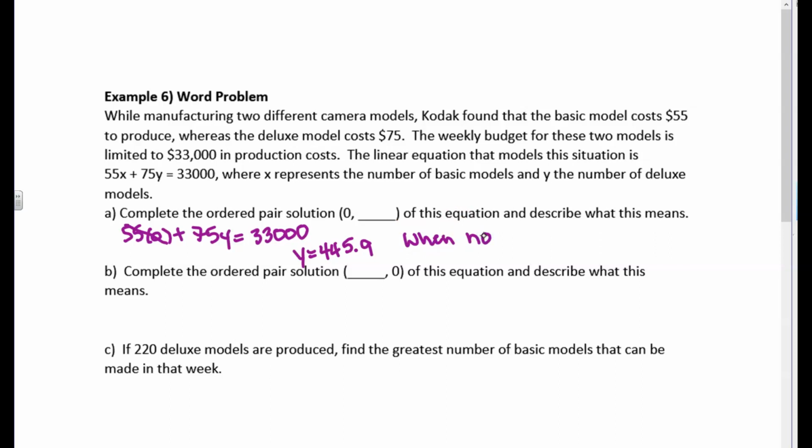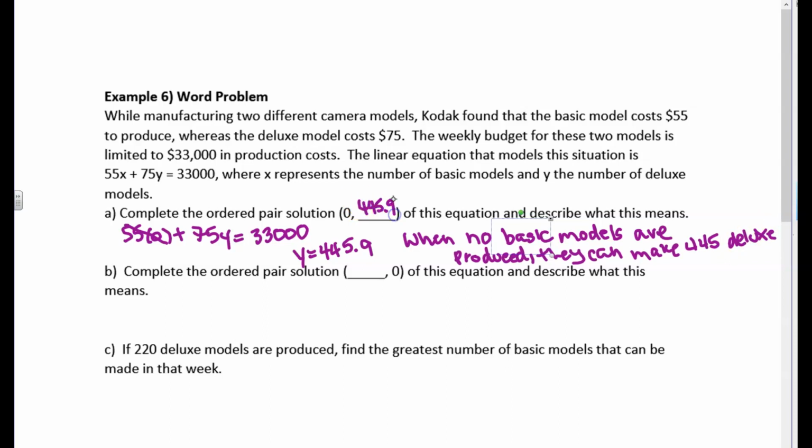This means that when we put x as 0, where x is my basic models, when no basic models are produced, they can make 445 deluxe. So it'd be 445.9 here. We're saying 445 though, because if I make 446 models, we're going to go over budget. So I'm being careful there. It's not correctly rounded, but it's correct for the context of the problem.